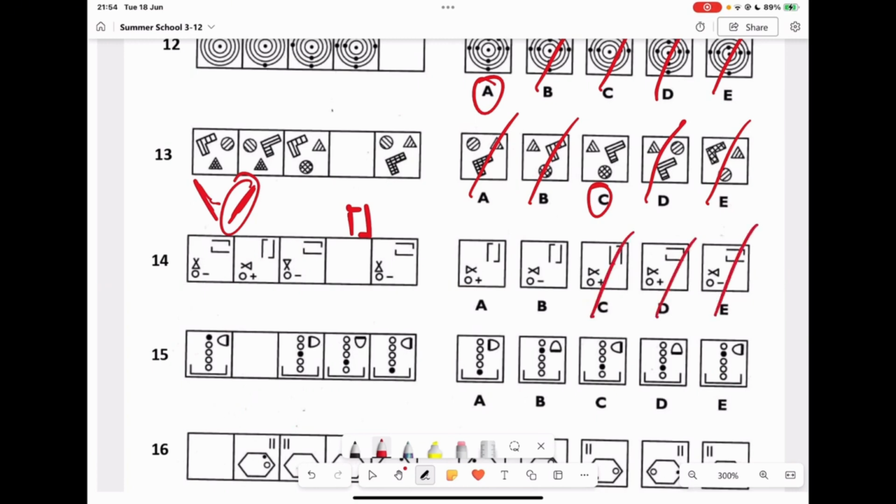And then we're looking at the rotation of the shape in the bottom right. So we can see that it goes plus, minus, and then the next will be plus. So it must be A.